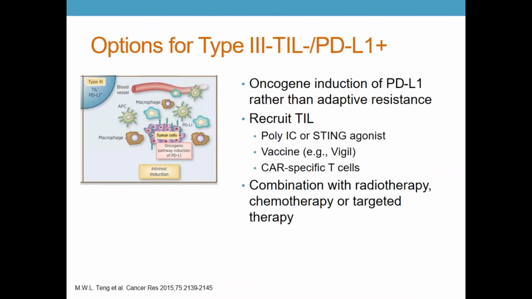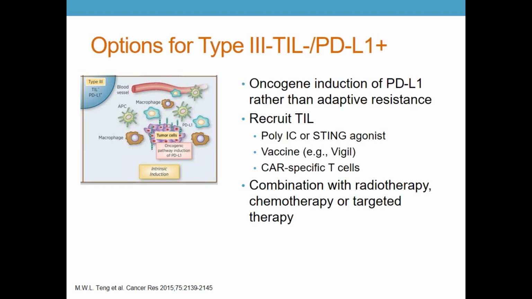The type 3 situation was intrinsic induction. That's where there's essentially no TIL, but because of one of the mutations in the tumor cells, they're just producing PD-L1. So what you want to do in this situation is get TILs in there, and you can do that with the same poly-IC, the inosine cytosine polymers, or STING agonists. We're looking again at Vigil to see if we can get the TILs in.